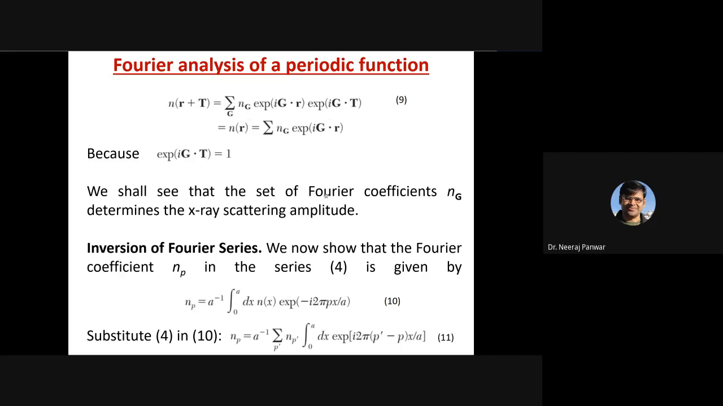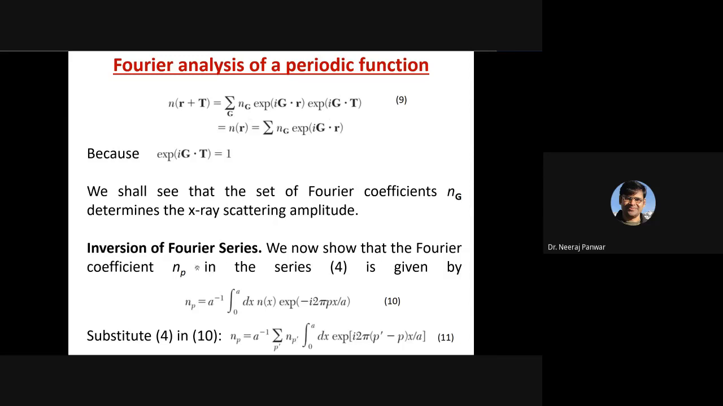And we shall see that this coefficient nG determines the X-ray scattering amplitude, whether we take electron number density or we take the electron charge density. Both are the same thing, because here I am using different notation and later I will be using different notation where this is represented by rho G. So you can call it electron number density or the electron charge density. But this coefficient will determine the X-ray scattering amplitude.